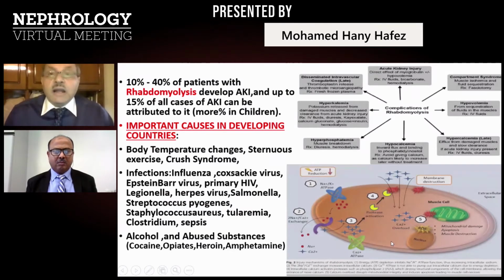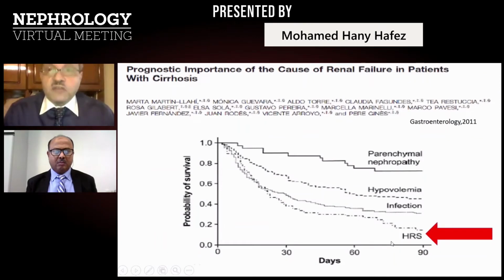And another important aspect in our countries: when we speak about liver affection by hepatitis C and hepatitis B in the developing world, we should speak about liver failure, which will progress to cirrhosis and liver failure. And there is an important discrimination between the poor prognosis of hepatorenal syndrome and the less poor prognosis of parenchymal nephropathy or hypovolemia in a liver patient. So it is crucial to differentiate, because we know that if we have hepatorenal syndrome, the prognosis will be bad.